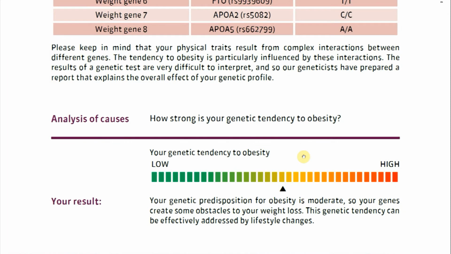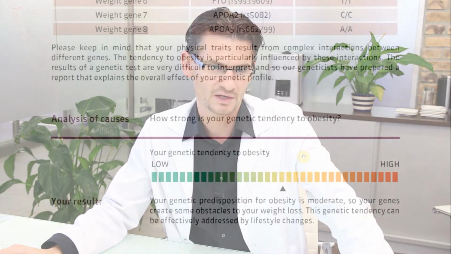All right, and here we come to the first genetic predisposition. So we've tested your genes, and from these genes scientists can tell a number of things about your body. The first thing is your genetic tendency to obesity, so your predisposition to be overweight. Now, scientists have found out that around 60 to 80% of your body weight is influenced by genetics, so it's caused by genetics. And this is partly right. In some people it's more, in some people it's less.